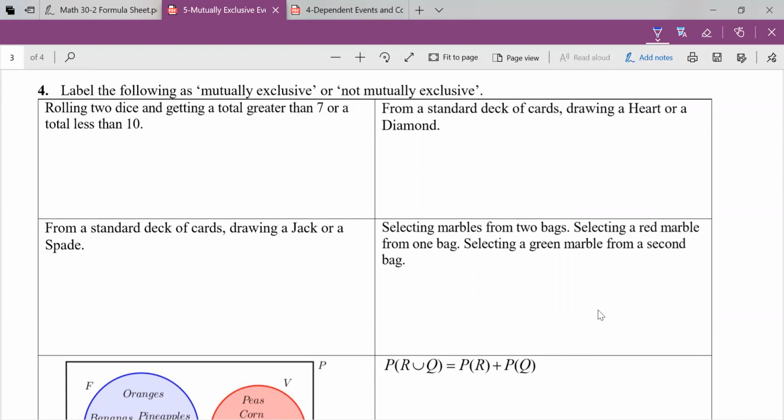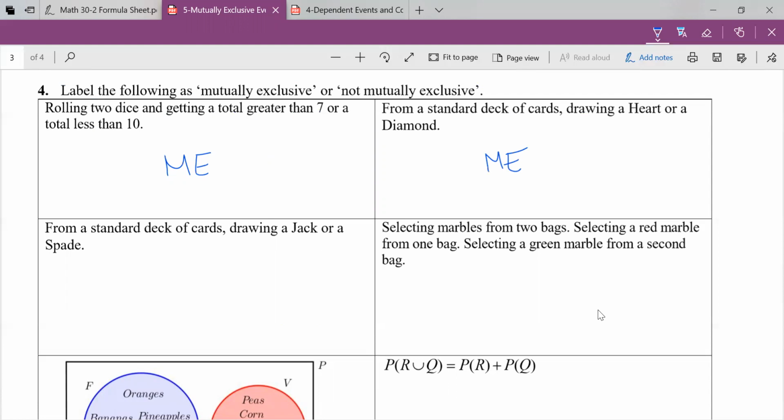Okay, let's see. Rolling 2 dice and getting a total greater than 7 or a total less than 10. Okay, can I get a sum less than 7 or greater than 10 at the same time? No. So these are mutually exclusive. From a standard deck of cards, drawing a heart or a diamond. Well, I'm either a heart or a diamond. I can't be both. Mutually exclusive.